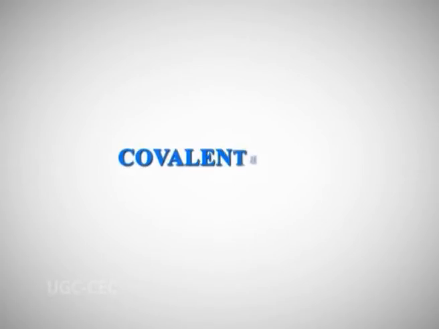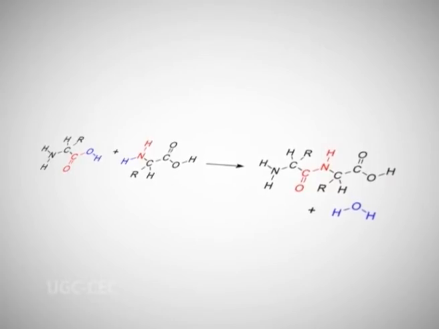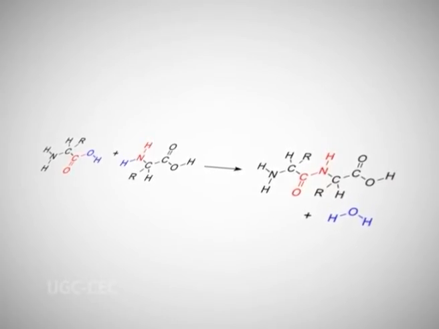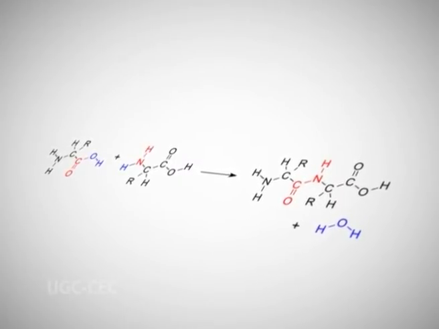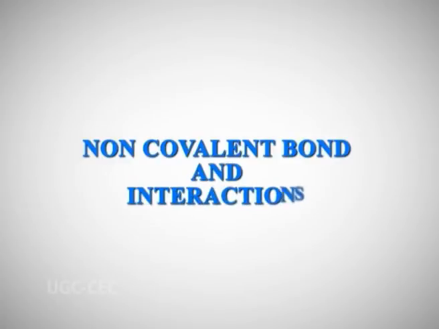Now, covalent bond. Covalent bonds are formed by sharing of electrons among the atoms to be bonded. This bond is typical of carbon compounds. Therefore, it is the bond of chief importance in the study of biomolecules. In this structure, the covalent peptide bond is formed by sharing electrons between the carbon of the carboxyl group and the nitrogen of the amino group. Next are non-covalent bonds and interactions.